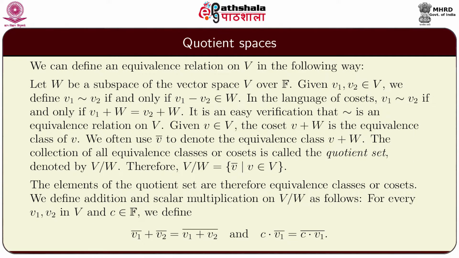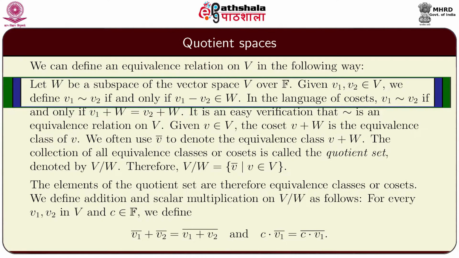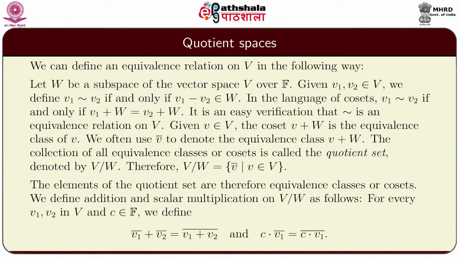Let us now define an equivalence relation on V in the following way. We know that W is a subspace of the vector space V over F. Now, given vectors v1, v2, we define v1 is related to v2, or v1 tilde v2, if and only if v1 minus v2 belongs to the subspace W. In the language of cosets, v1 tilde v2 if and only if they define the same cosets with respect to W, that is v1 plus W is equal to v2 plus W.